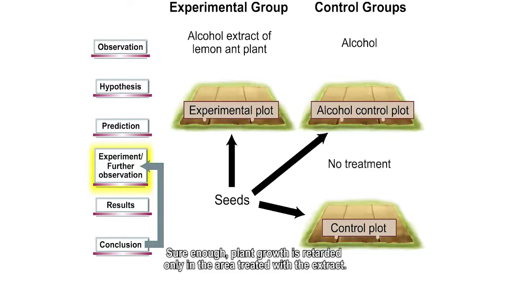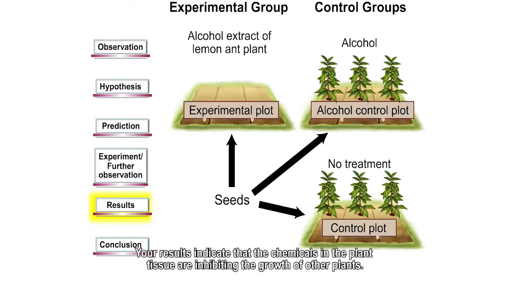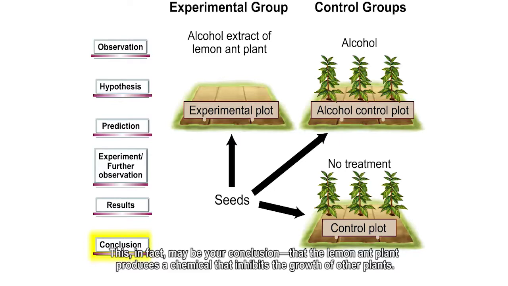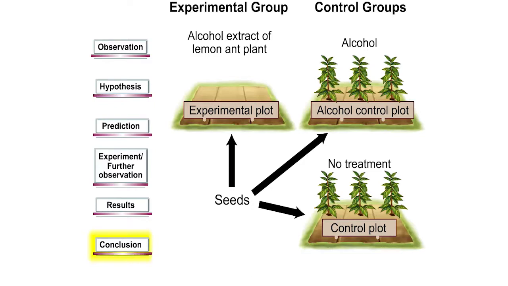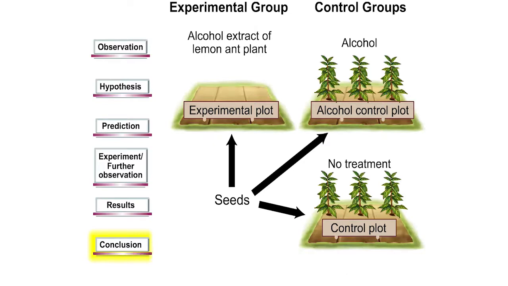Sure enough, plant growth is retarded only in the area treated with the extract. Plants grow in the plot treated only with alcohol and in the untreated plot. Your results indicate that the chemicals in the plant tissue are inhibiting the growth of other plants. This, in fact, may be your conclusion, that the lemon ant plant produces a chemical that inhibits the growth of other plants. Note, however, that although your results support your hypothesis and by extension your conclusion, they do not prove the hypothesis.